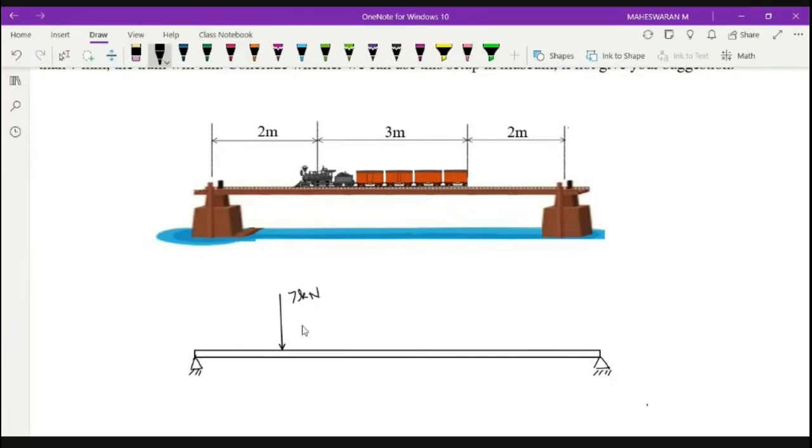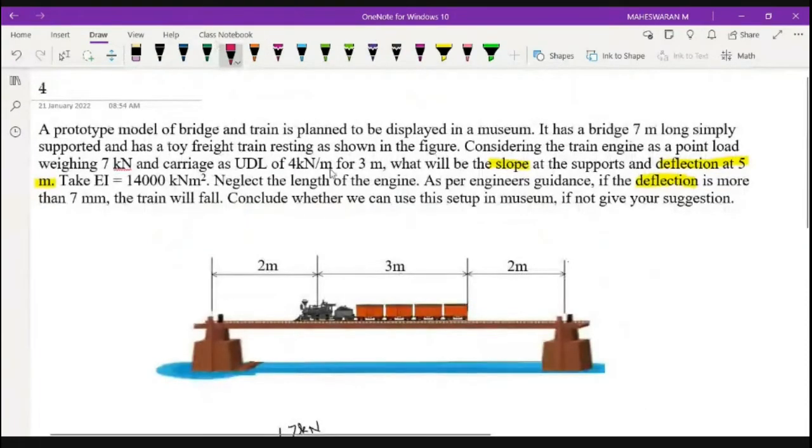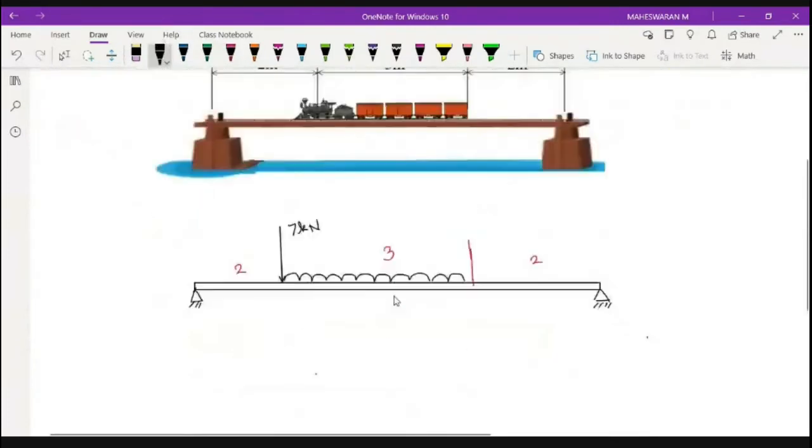After that, you have a UDL. This is for 2 meters. After that, for 3 meters, you have a UDL. So the UDL is like this, from here up to 3 meters. Let me consider up to this is 3 meters. The remaining 2 meters is here. What is the value of the UDL? The UDL is 4 kilonewton per meter.